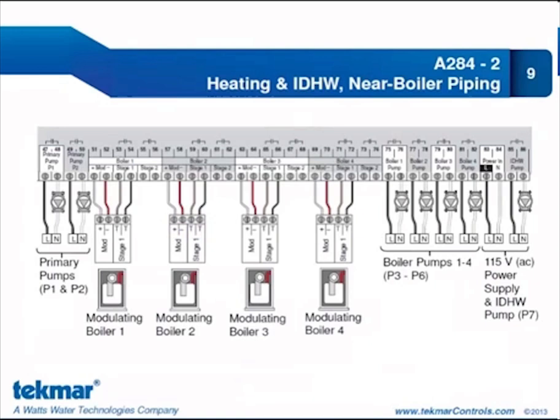We have our four boiler pumps. Again, the color coding makes it easy to distinguish which terminals are for which boiler. We have our power in at terminals 83 and 84. And lastly, we have the connection for the indirect domestic hot water pump. Again, I want to state that all of these boiler pump terminals are dry contacts only. There's no powered outputs.